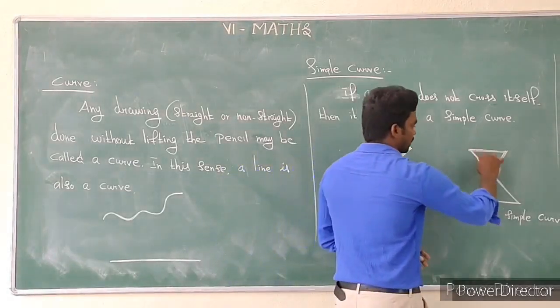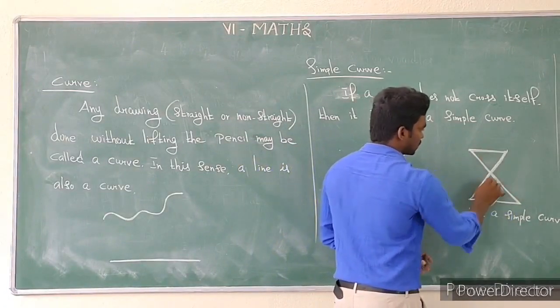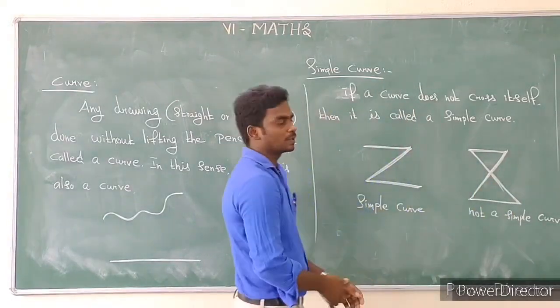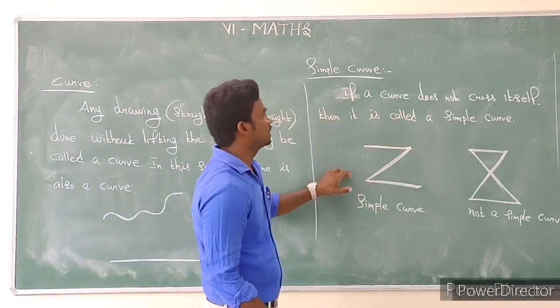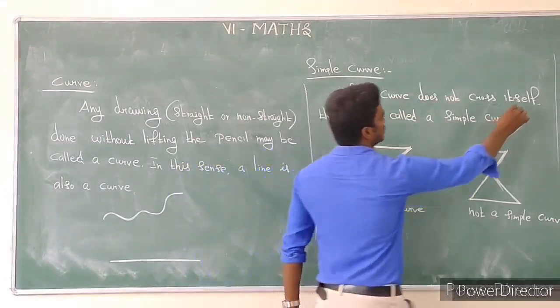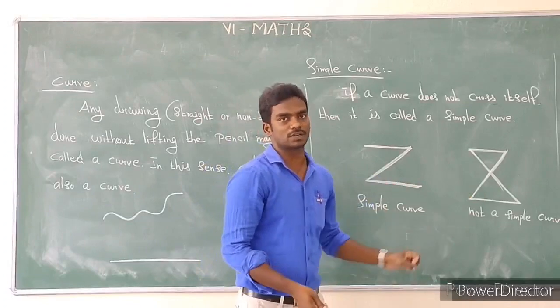And in the second one, these two lines intersect at point F. That means these two lines cross at this point, so this is not a simple curve. What is a simple curve? If a curve does not cross itself, then it is called a simple curve. Otherwise, it is not a simple curve.